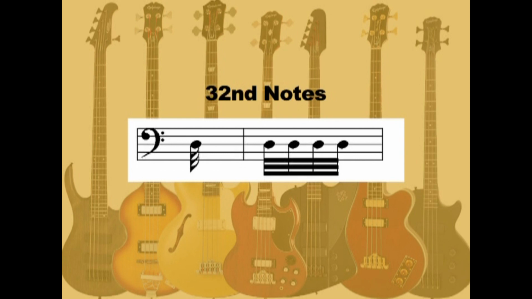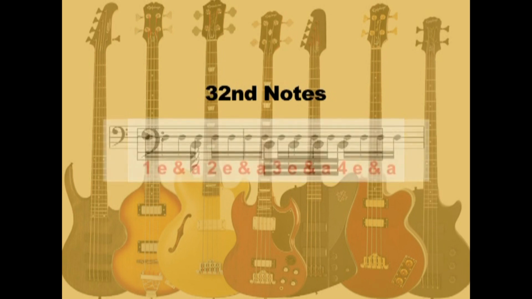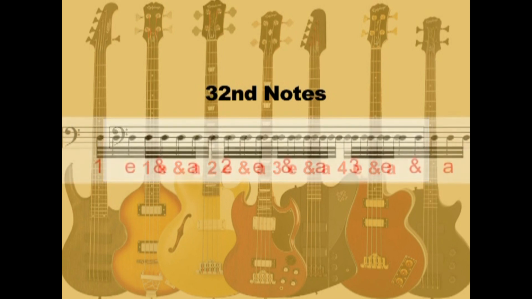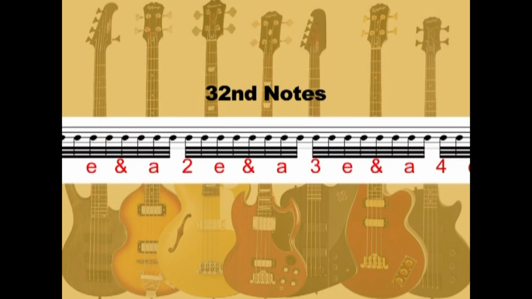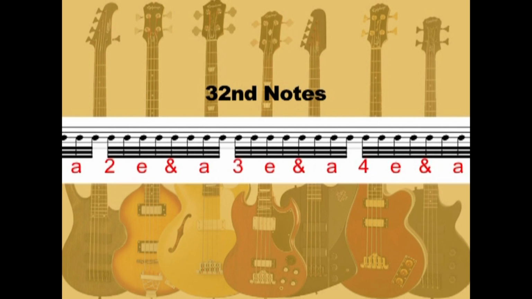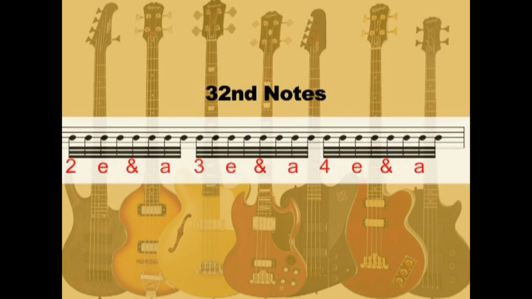Many people find it easiest to use the same count as they would for 16th notes, but play 2 notes for each pulse counted. For example, playing 16th notes, you would count 1 E and a, 2 E and a. When playing 32nd notes, keep the same count, but play 2 notes each time you count. 1 E and a, 2 E and a, 3 E and a, 4 E and a.